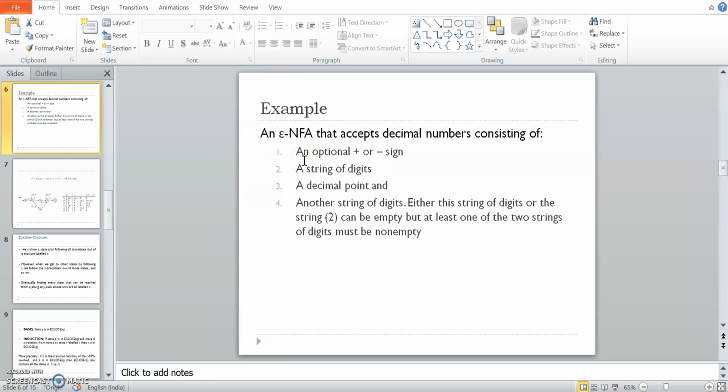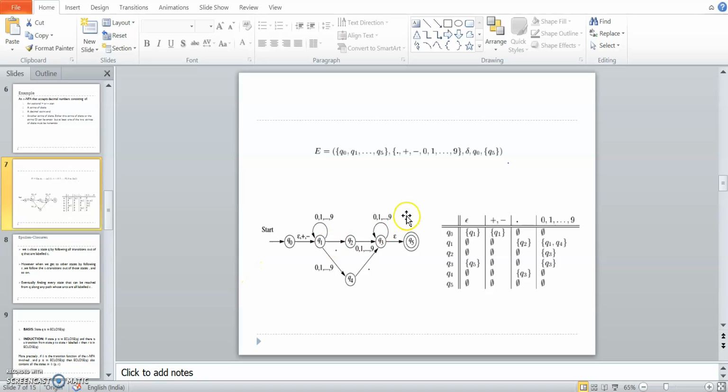This is our problem statement. Now let's see how to design the epsilon NFA for this. If you understood the statement, here we first have to define the machine. Suppose E is our machine, then how many states should it contain? What is the input alphabet set? What is the initial state? How many final states are there? And what is the transition function? The transition function is very important here.